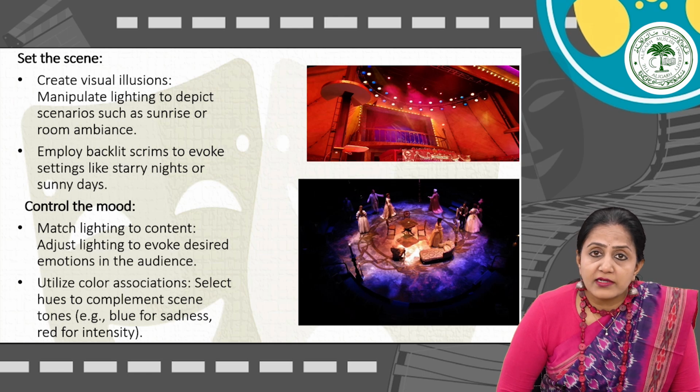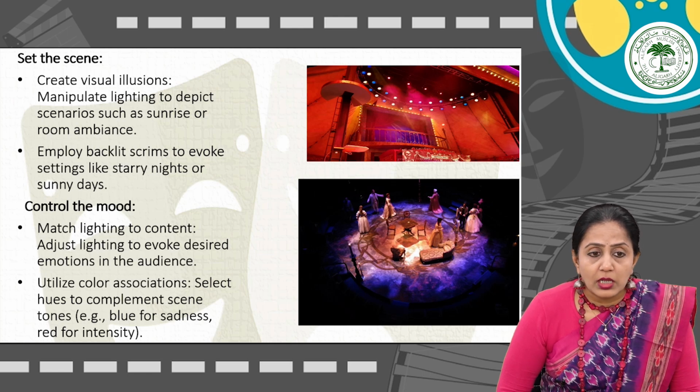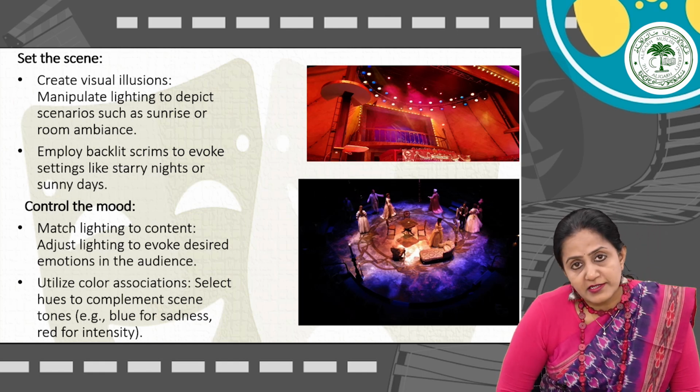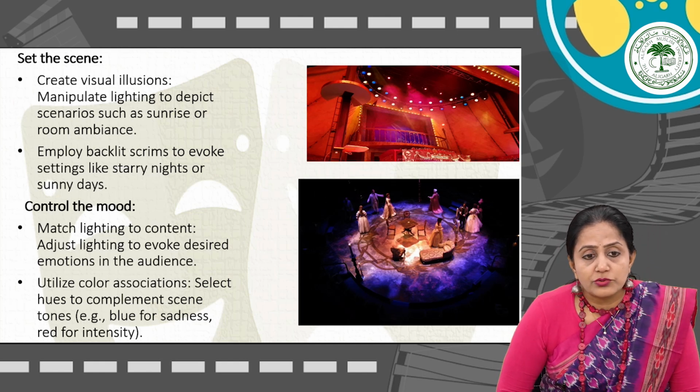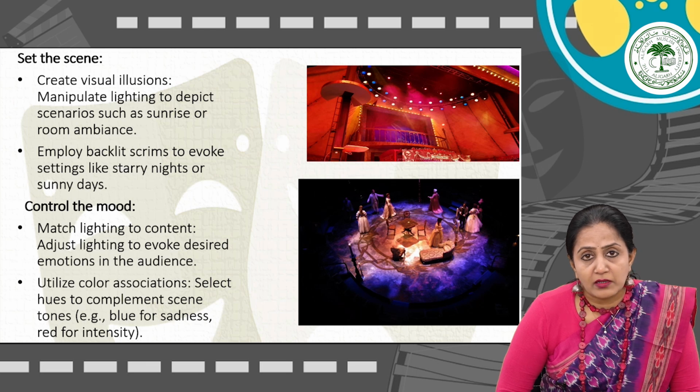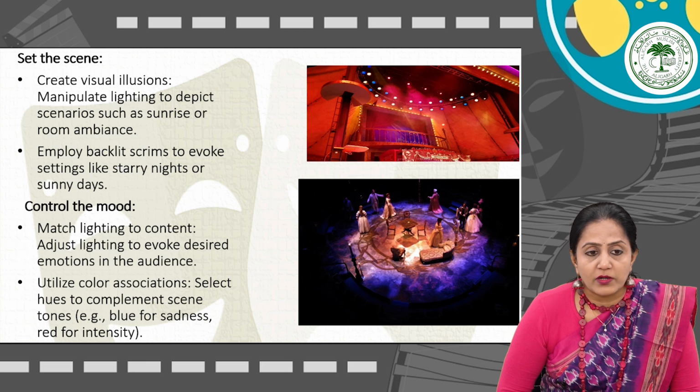Now, how does light control the mood? It is because you can adjust it as the light designer. You can adjust to evoke desired emotions in the audience. So if you want the audience to feel something sad, or you want the audience to feel something happy, you change the color of light and then you see the difference on the audience. You will see what impact light has on the audience.